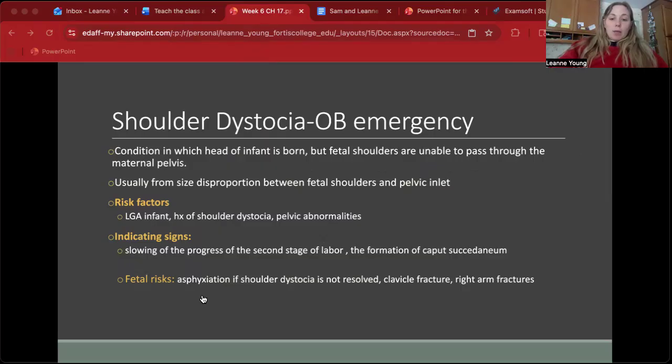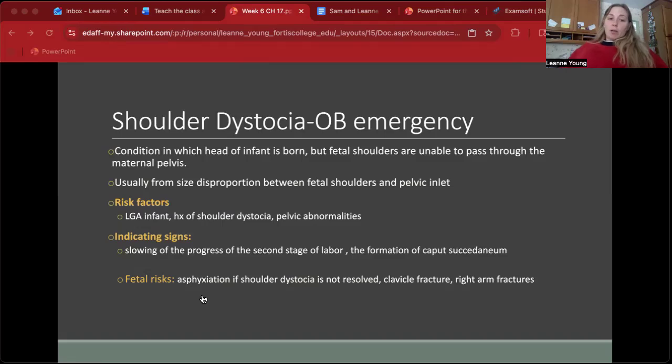Another emergency that we're going to discuss is a shoulder dystocia. This is an OB emergency. This is a condition that happens in which the head of the infant is born, but the baby's shoulders are stuck in the maternal pelvis. Okay, it is a big time emergency. It's usually from size disproportion between the fetal shoulders and the pelvic inlet.